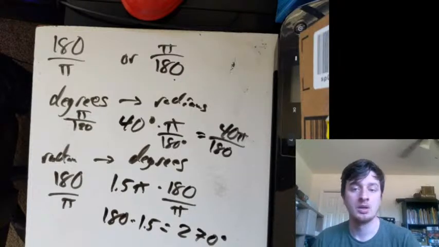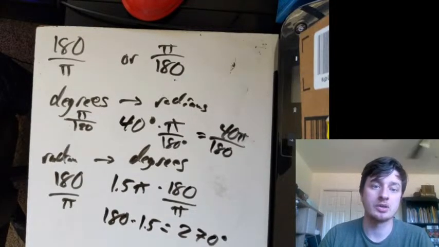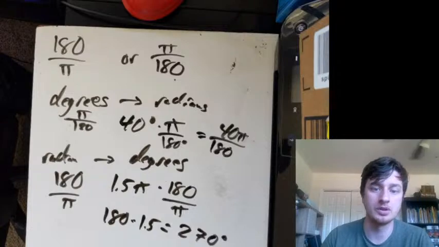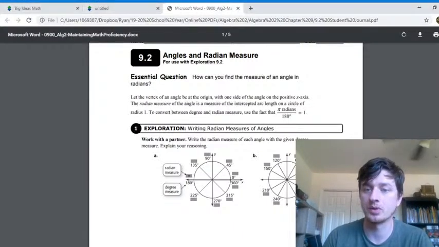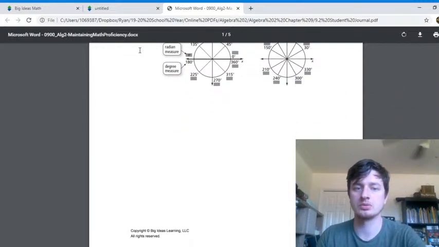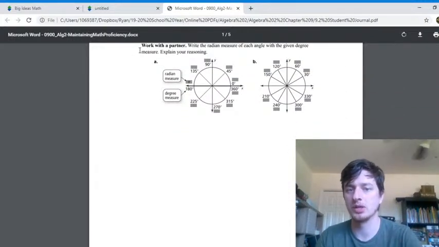Okay. In the Dropbox folder, I uploaded a student journal that looks like this. Okay. And so we have our unit circle, and we would change all those degrees into radian measurements.